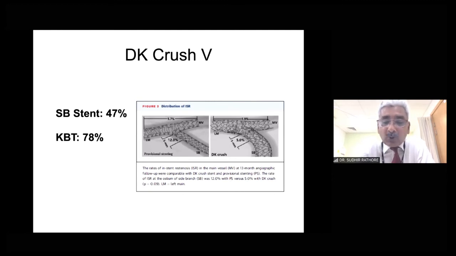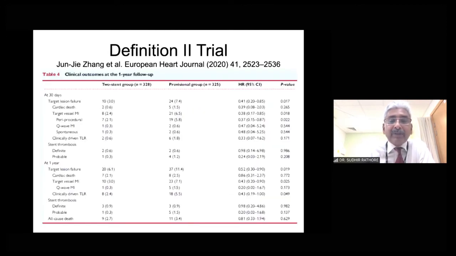So the side branch ostium is very important in true bifurcation, and the majority of the TLR are driven by target lesion revascularization at the side branch. So if we can achieve a good result at the side branch by either balloons or by the drug-coated balloon, I think the outcomes will be good, but this still needs to be proven in a large randomized trial.